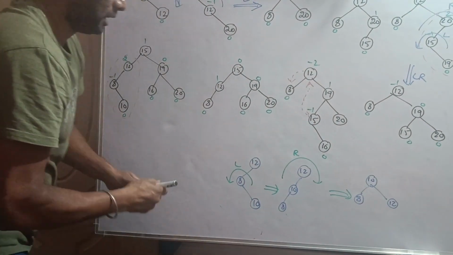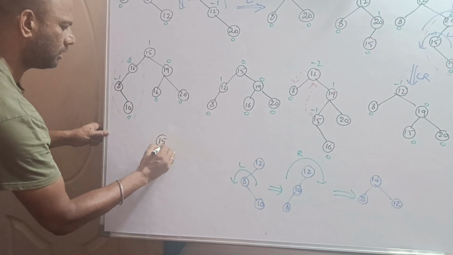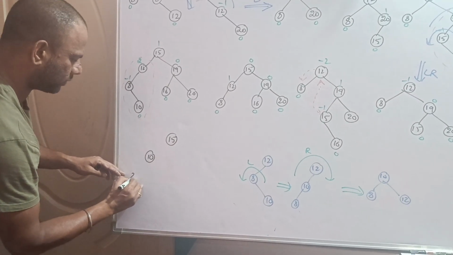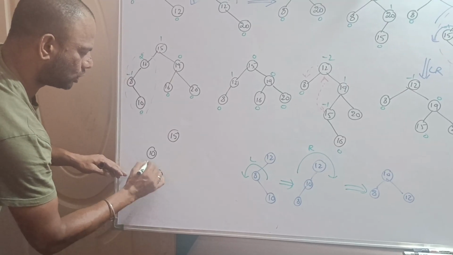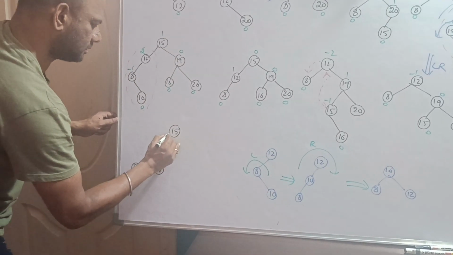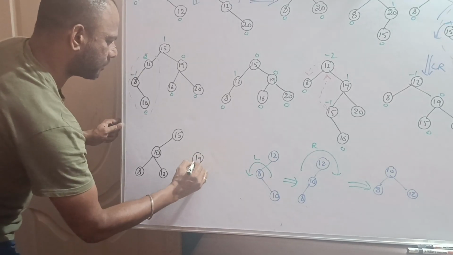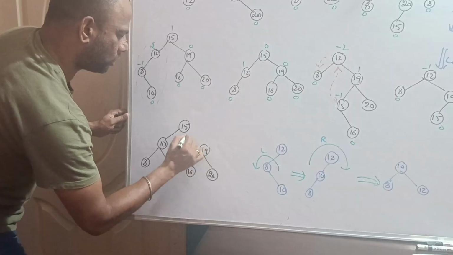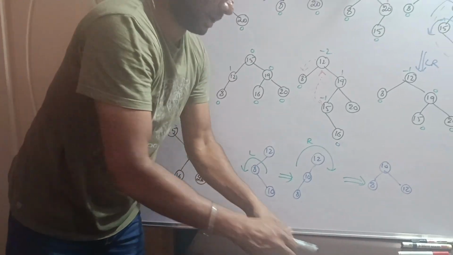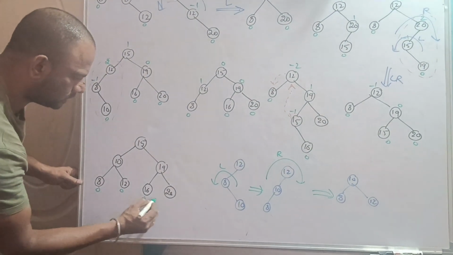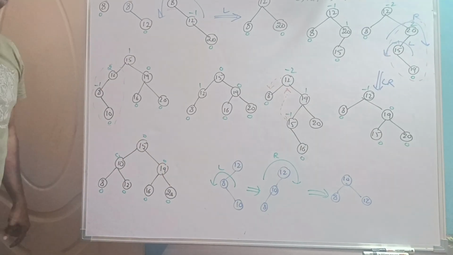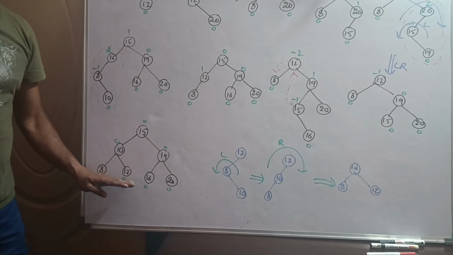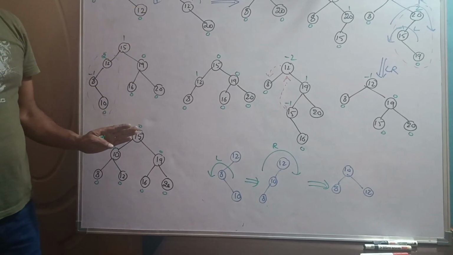If you replace that, I got 15. Now towards this left, this is 10, 8, 12, and this as it is. This is 16, 20. Now if you check the balance factor, 0, 0, 0, 0, 0, 0, 0. So perfectly balanced. So this is a balanced binary search tree, a height balanced search tree. That's what an AVL tree is.